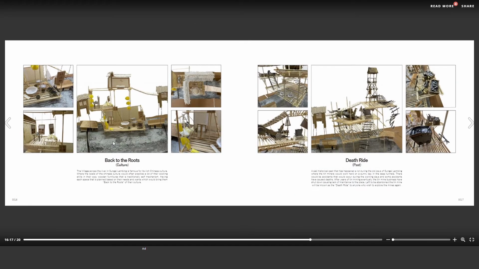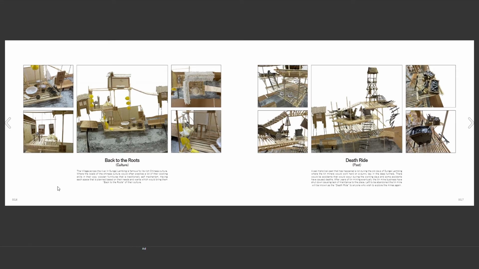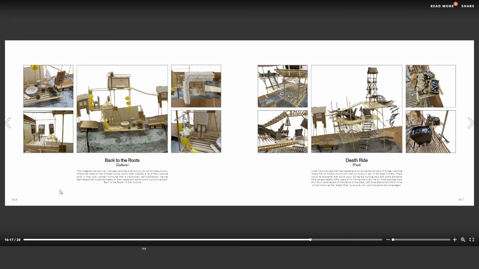So back to the roots represents the culture. The village across the river in Sungai Lembing is famous for its rich Chinese culture, where the locals will often practice a lot of their cooking skills in their cozy wooden furniture that is traditionally self-made, having each space planned based on their needs and wants, which will bring them back to the roots of their culture.